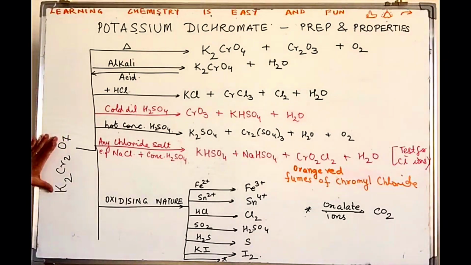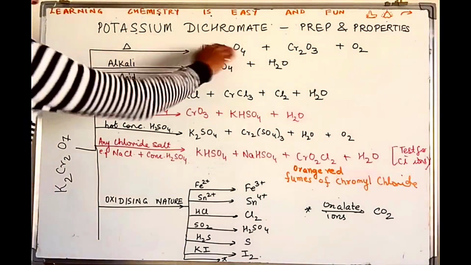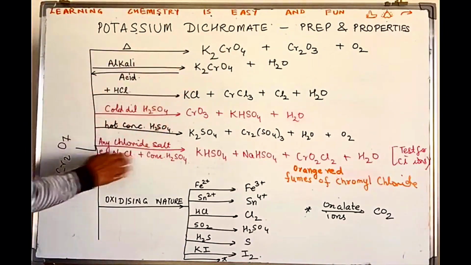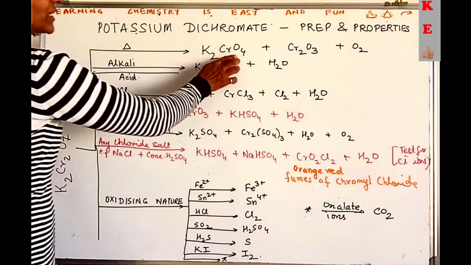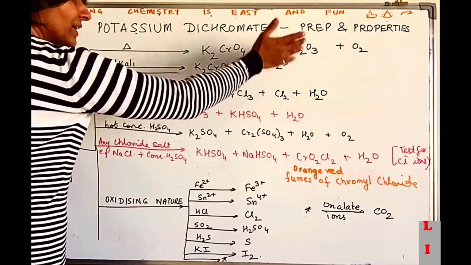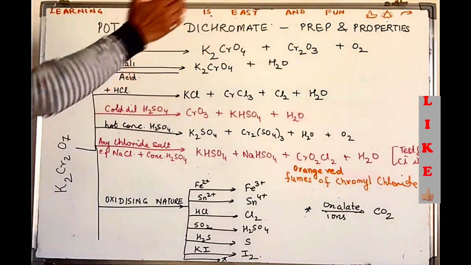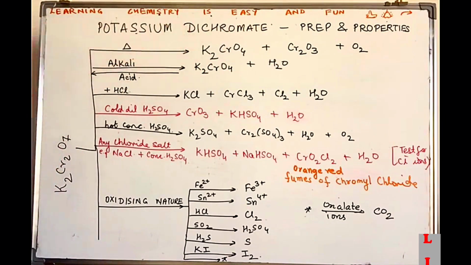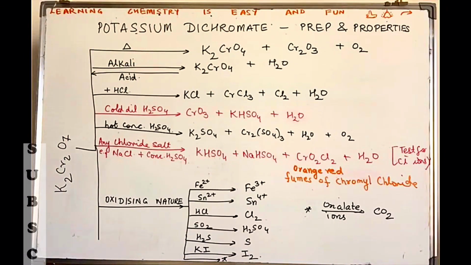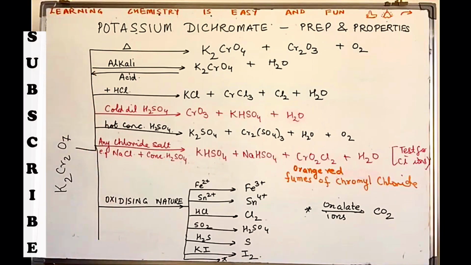Here we have the compound and these are the various reactions being shown by this compound. First is on heating, it gets converted into potassium chromate, and chromic anhydride is one of the products, plus oxygen. So using this flow chart, you can write equations yourself as well as balance them. How you're going to do it? Let me first explain the flow chart and then we go ahead.